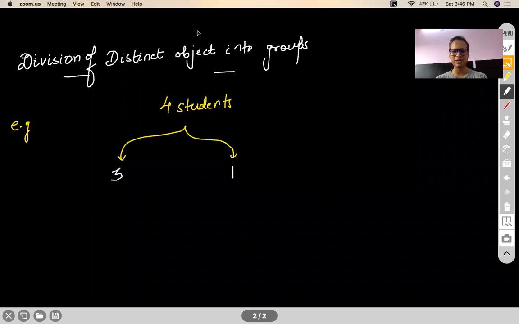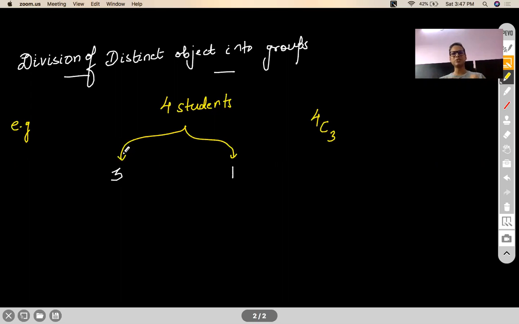in permutation combination. So here is a question to everybody. There are 4 students. You have to make 2 groups out of them. One should have 3 students. Other should have 1 student. How many ways can you do that? Now, simple answer to this that would come in everybody's mind is 4C3.